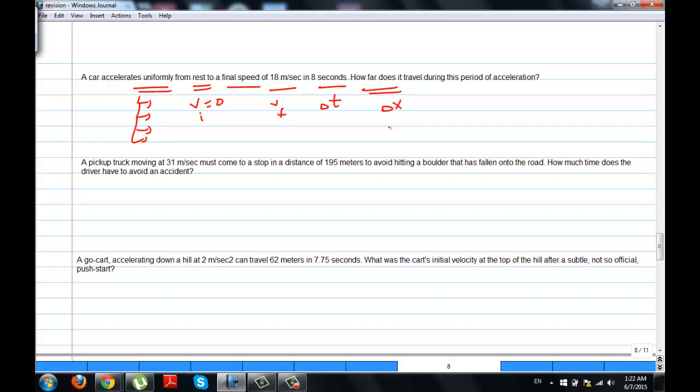So as you can see, VI is given, VF is given, delta T is given, and the question is to find the delta X. And then look at what is not mentioned in the problem here. What is not mentioned in the givens or the question? Ask yourself this question now.